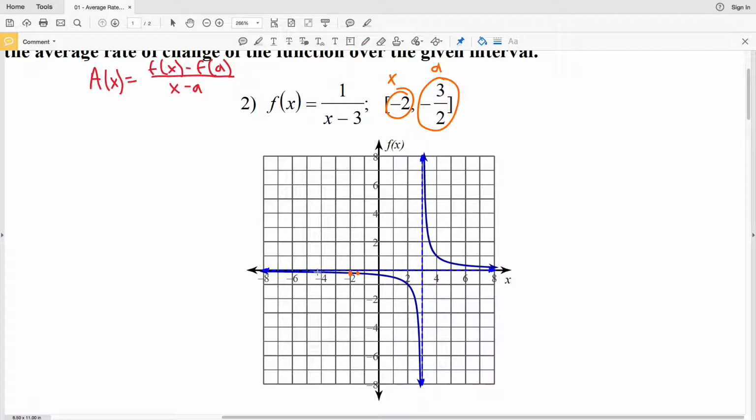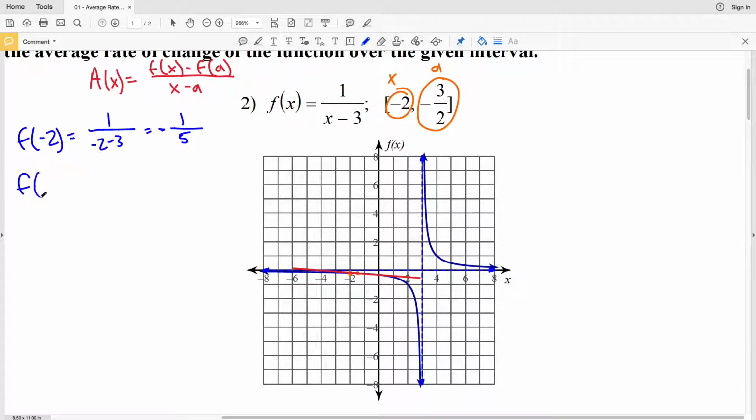Those are the 2 points that will help us form our secant line, which we're finding the slope of. So again, to start, I'm going to find f of x, then I'll find f of a, and finally plug that into my formula to solve. So f of x is going to be f of negative 2. So plugging negative 2 in, I'll have 1 over negative 2 minus 3, which is equivalent to 1 over negative 5. So we'll have negative 1/5 for f of negative 2.